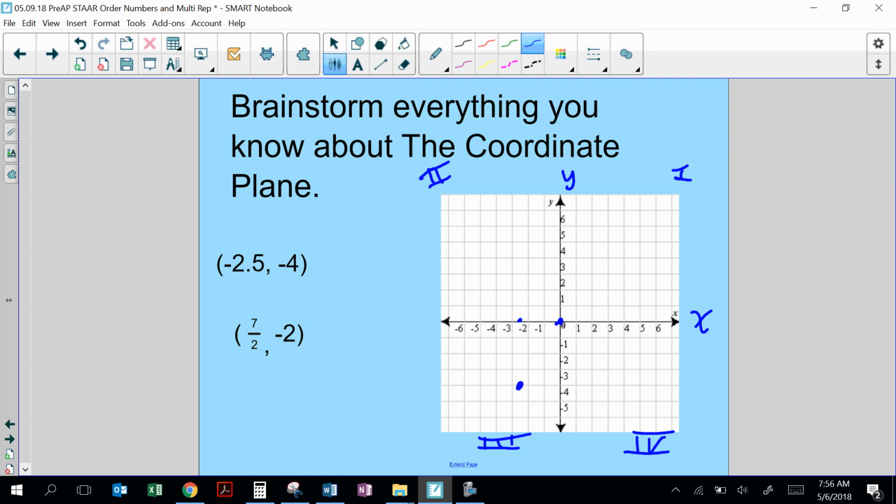Welcome back. So 7/2. Can you turn this into a mixed number? How many 2's go into 7? About 3-ish. 3 and 1/2. If not, you could divide 7 divided by 2, and you will also get that when you get rid of this remainder. 3.5. Many ways to get this. So I go to 3.5, and -2 means I go down to -2 right there. And it is quadrant 4.